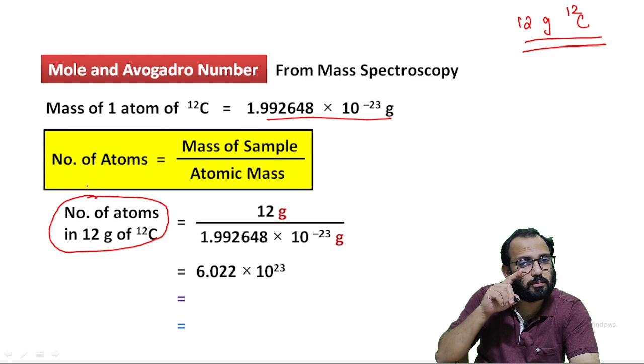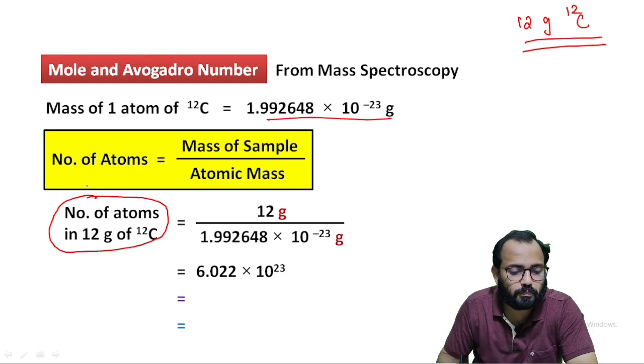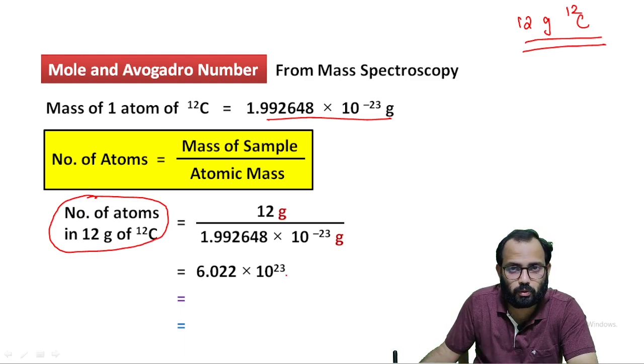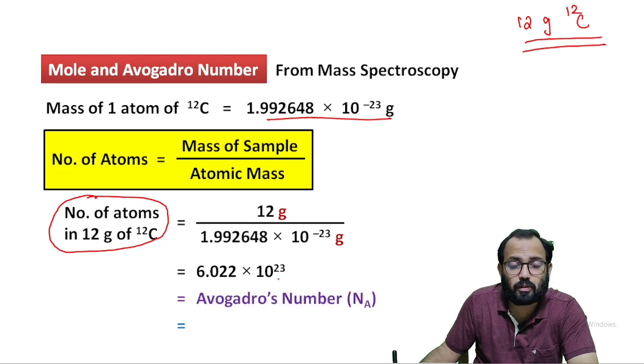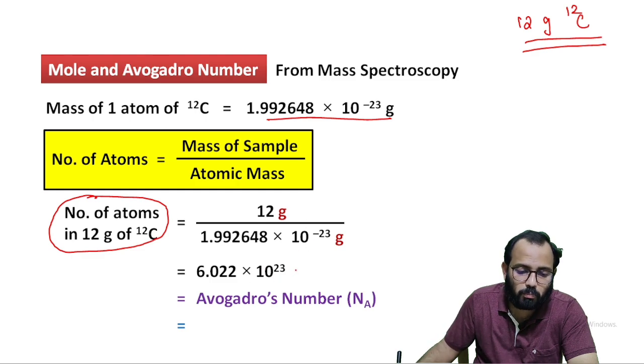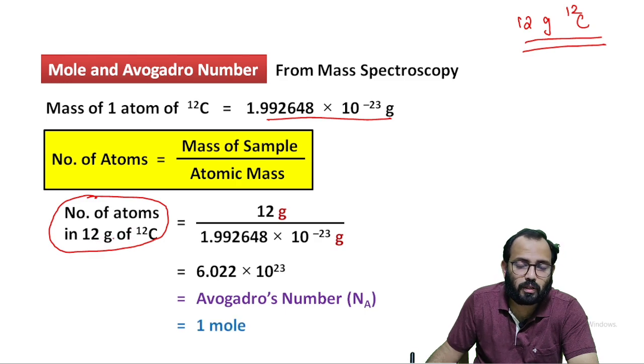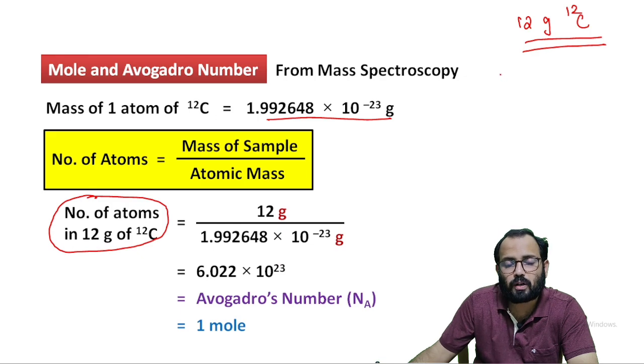What is the number of atoms in 12 gram of carbon 12? 6.02 into 10 power 23. And this value is what we are calling Avogadro's constant. You got the point? Avogadro constant, Avogadro number. Avogadro number is what number? The number of atoms present in 1 mole of carbon 12. Number of atoms present in 12 gram of carbon 12, that is nothing but the number of atoms present in 1 mole of carbon 12.